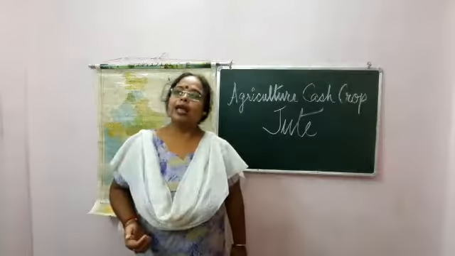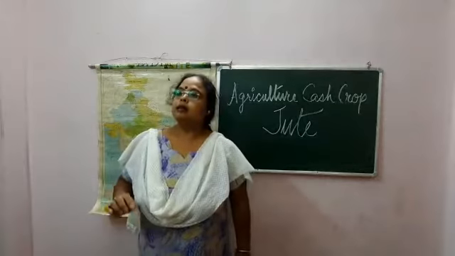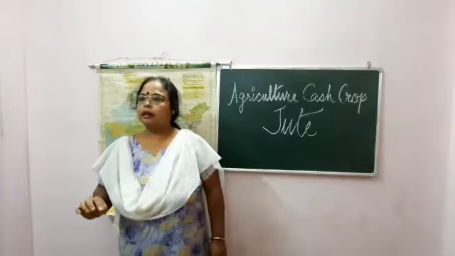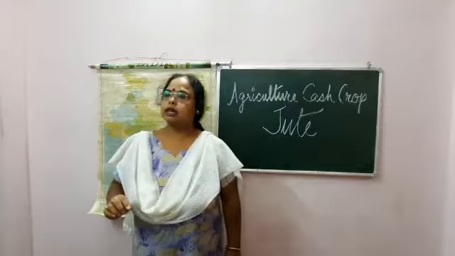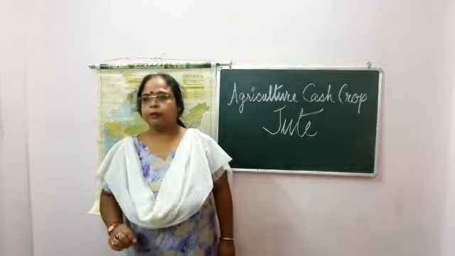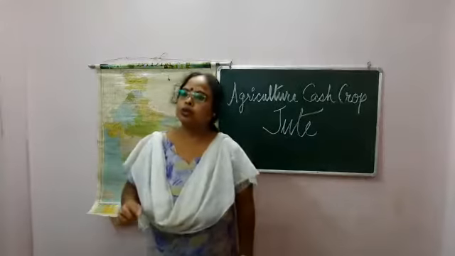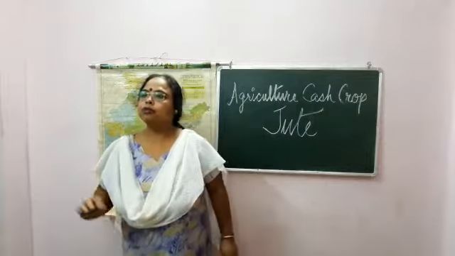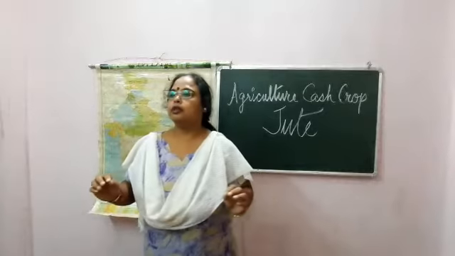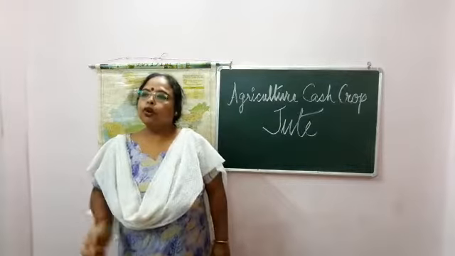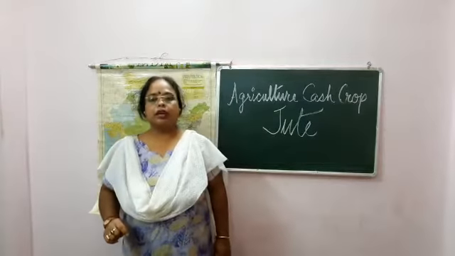Next, the climatic conditions. First, temperature. A hot and humid climate is needed for jute cultivation. It needs high temperature, 24 degrees centigrade to 35 degrees centigrade. Rainfall: the jute plant needs heavy rainfall, 170 to 200 centimeters, well distributed during the growing period. Jute needs high relative humidity of 80% to 90%. Prolonged drought is very injurious to jute cultivation.